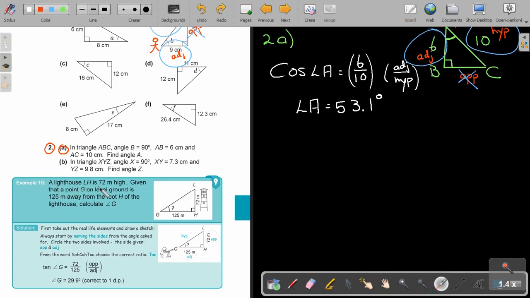A lighthouse LH is 72 meters high. Given that the point G on the level ground is 1.25 meters away from the foot H of the lighthouse, calculate. It's just a practical example. But take out the triangle and mark it. You are looking for angle G. You should still name your sides. Look at which two are given, opposite and adjacent. So my function is tan. Tell your calculator to go to angles by saying shift or second function tan, bracket 72 divide 125, close the bracket, and that will be your answer.